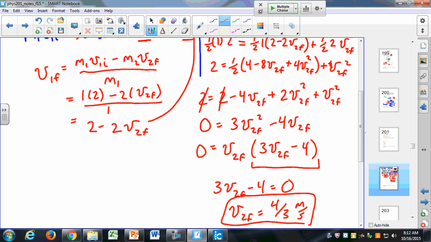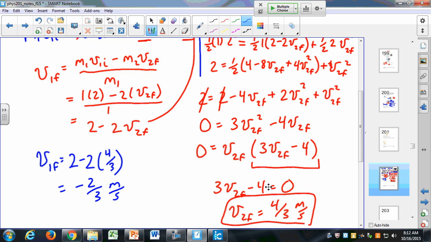All right, and then if I want to find V1F, I can come back up here. I say V1F equals 2 minus 2 times 4/3. That's 2 minus 8/3. That's negative 2/3 meters per second. Okay, the algebra gets a little complicated on that, but this is about as simple as I can make it.